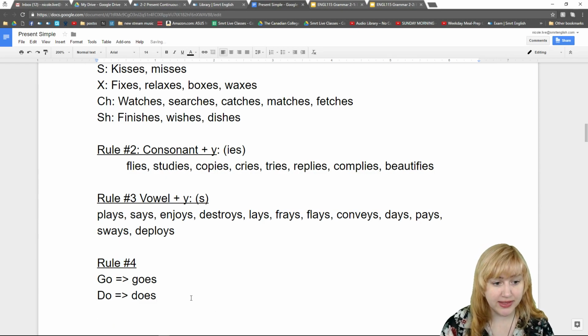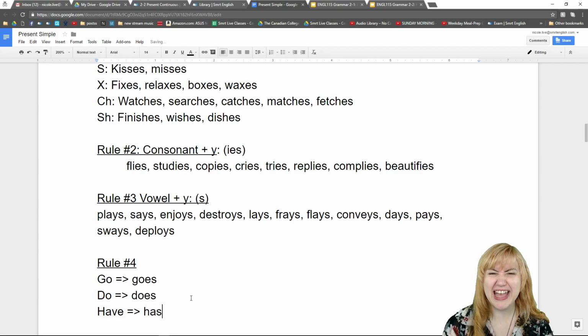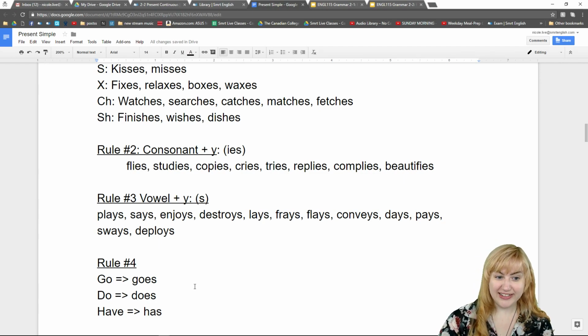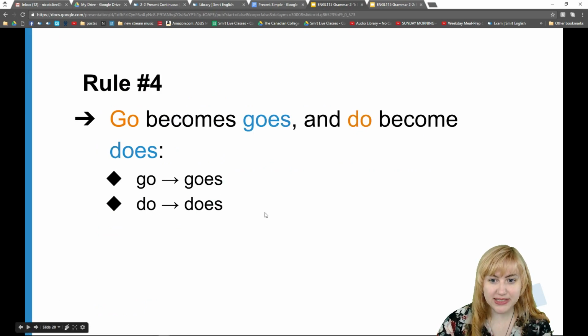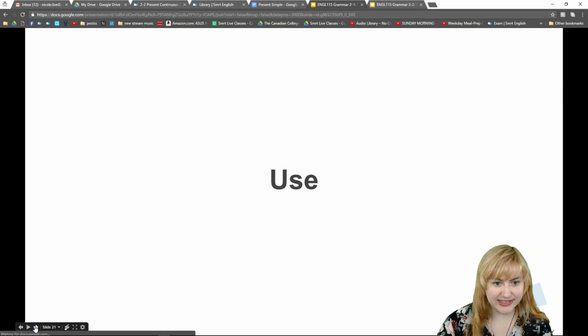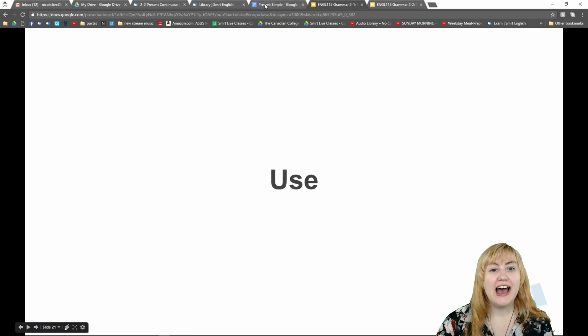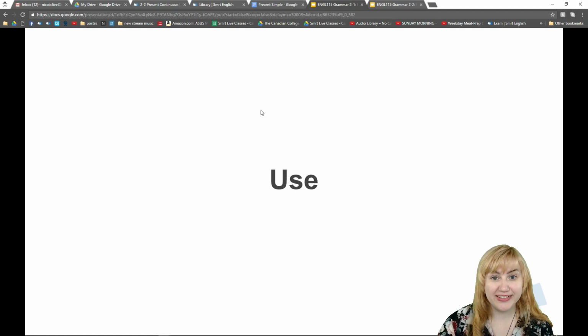I'm actually going to add one more. The textbook doesn't say this one, but have is irregular. We're going to change have to has, because that's a tricky one for many people. We don't say haves. Have we change to has. All right. So I think that was all of the rules. Go becomes goes, do becomes does. All right. I think that means we're ready to talk about why we use present simple.